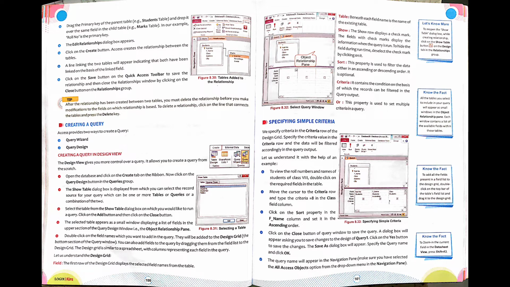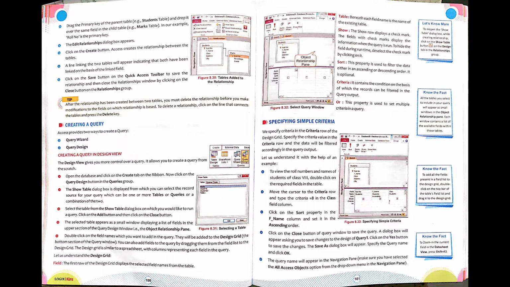Now, creating a query. Access provides two ways to create a query. The first one is Query Wizard, the second one is Query Design. Create a query in Design view. The Design view gives you more control over the query. It allows you to create a query from scratch.